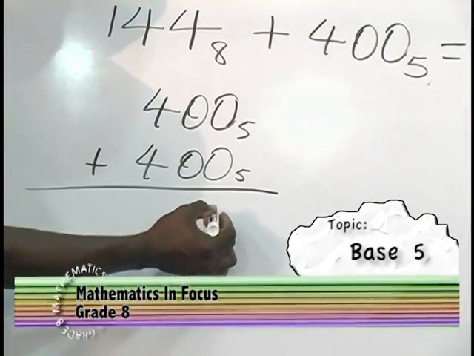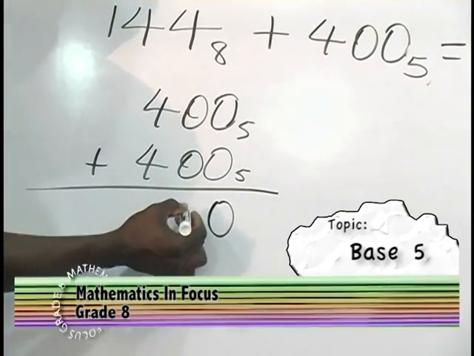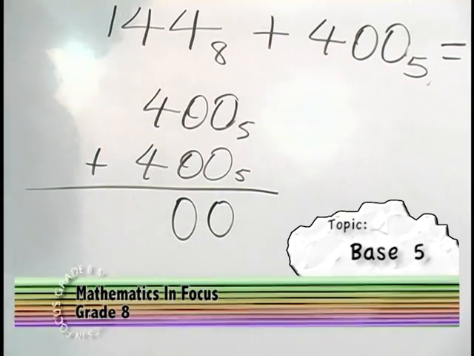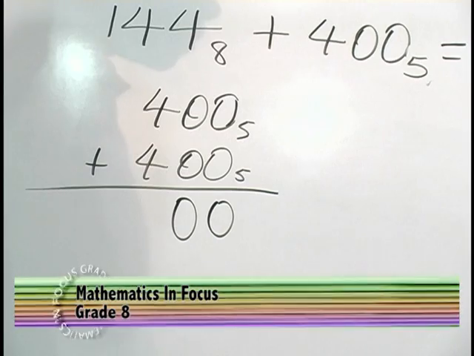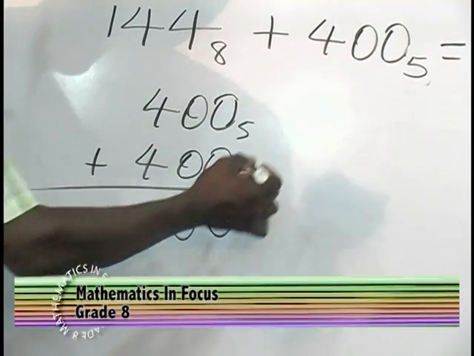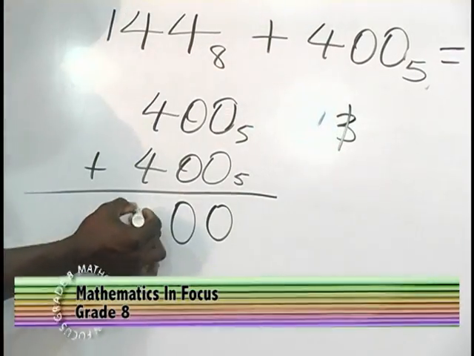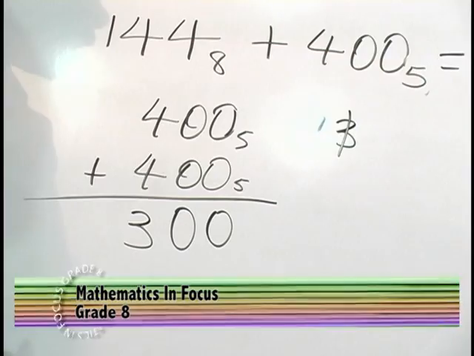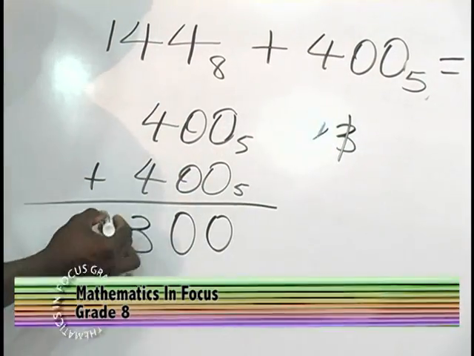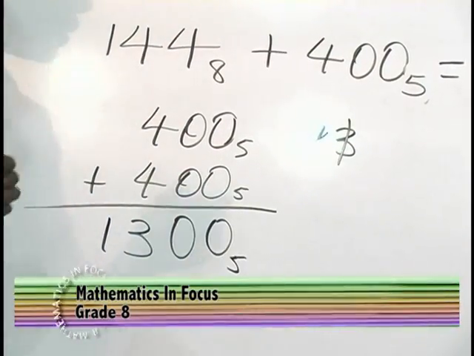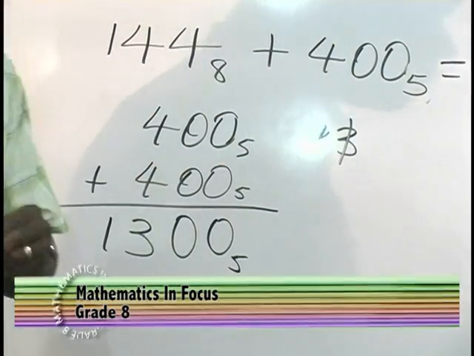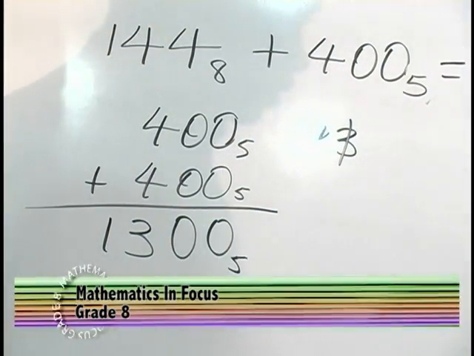So we have 0 and 0, 0 plus 0, 4 and 4, 8, but 8 is not a base 5 number. So we ask ourselves, how many times can 5 go into 8? 1 time, and how much remainder? 3 remainder. So we take the 3, we put it there. Oh, there's nothing else to add. So then we bring the 1, put it here, and that's our answer, 1300, and we complete our lesson for today.